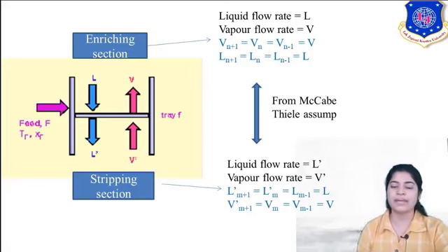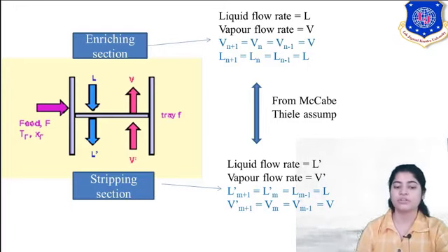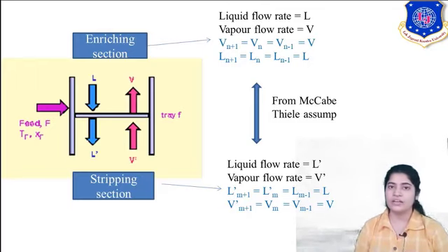Now from McCabe-Thiele assumption, we know that vapor flow rate and liquid flow rate in all the plates of any section is constant. Here you can say that in stripping section, L bar and V bar are the liquid flow rate and vapor flow rate. Similarly, for various plates in the stripping section, your liquid and vapor flow rate would be same. Here you can conclude that liquid flow rate in enriching and stripping section might be different. Similarly, vapor flow rate in enriching and stripping section again might be different. It totally depends on your feed condition.